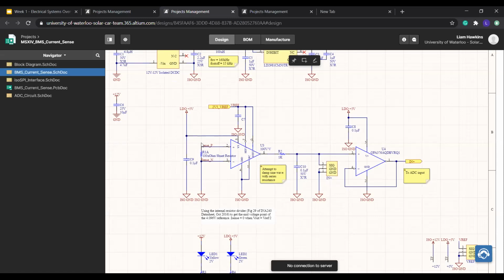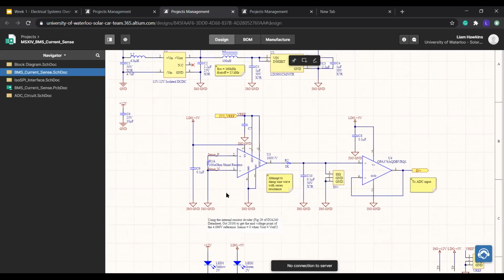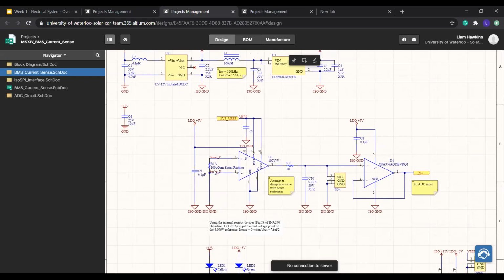So the positive terminal will be at 150 volts. And if the current sense amplifier was referenced to the bottom of the battery pack, or the low voltage ground, then this would destroy the amplifier. And so to avoid that, the isolated ground for the current sense board is referenced to the low side of this resistor, so that'll be close to 150 volts because there's very little voltage drop across this resistor.